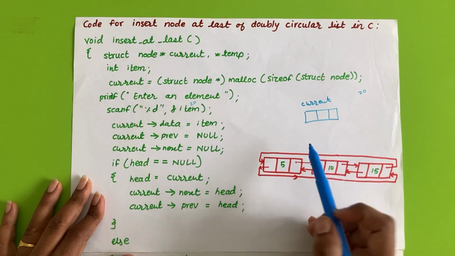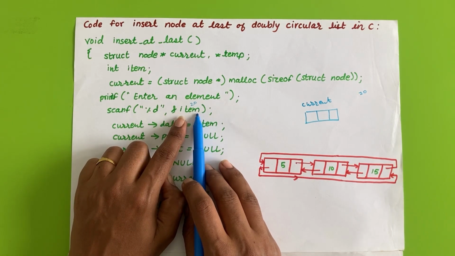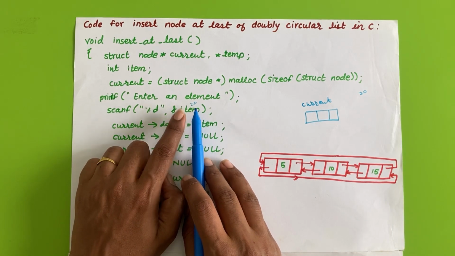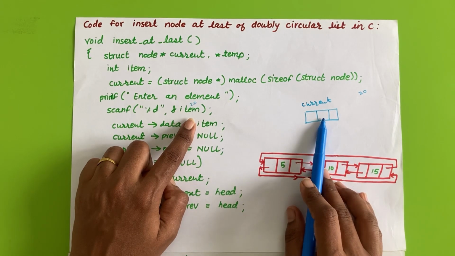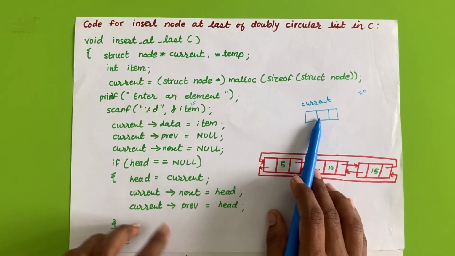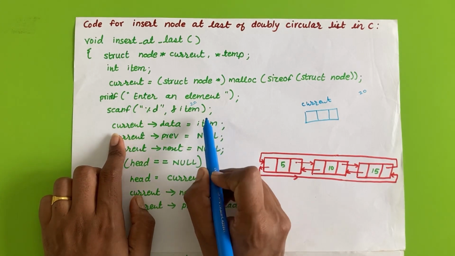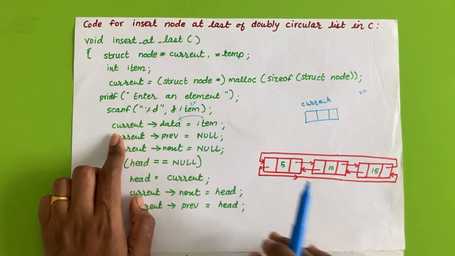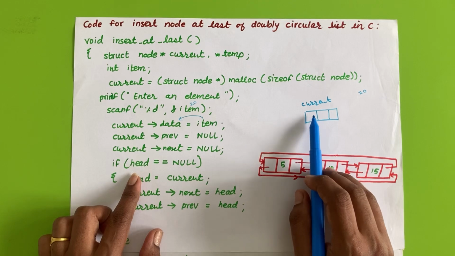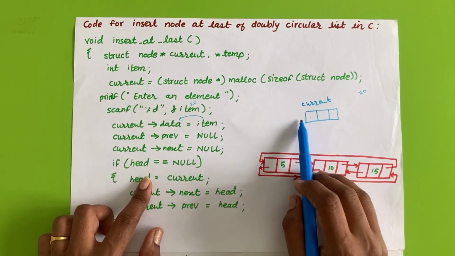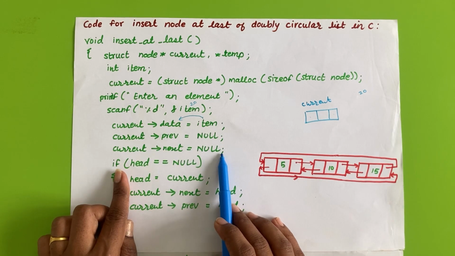Now this value is present in the item variable, so I have to copy that value from the item variable to the data part of the current node. I will make this assignment with the help of current arrow data is equal to item. This will copy the value of item into the data part of the current node. Now we will assign the two pointer fields to null: current arrow previous is equal to null and current arrow next is also equal to null.